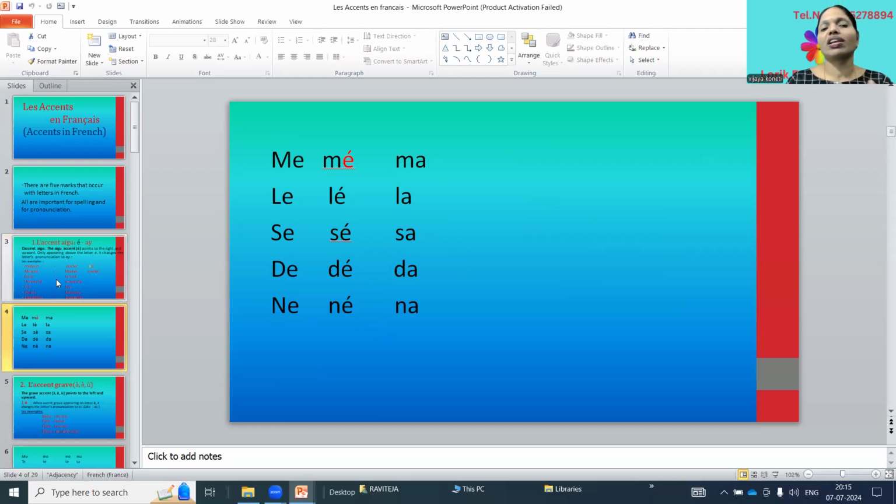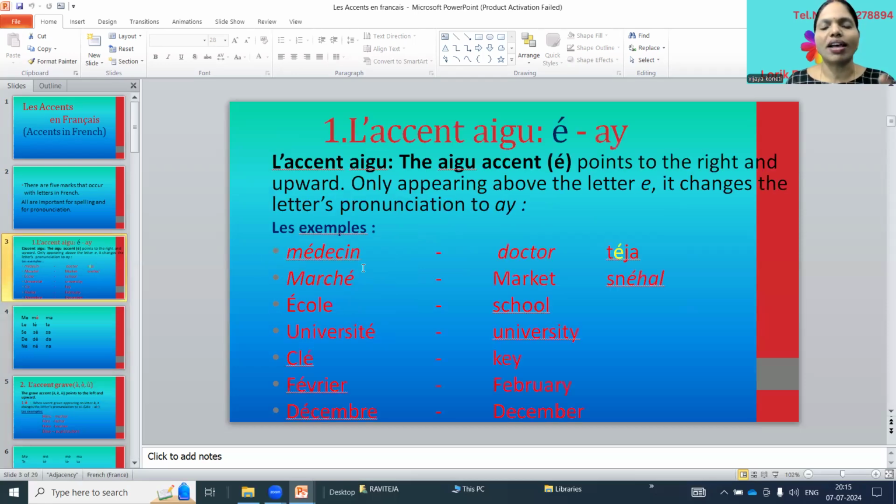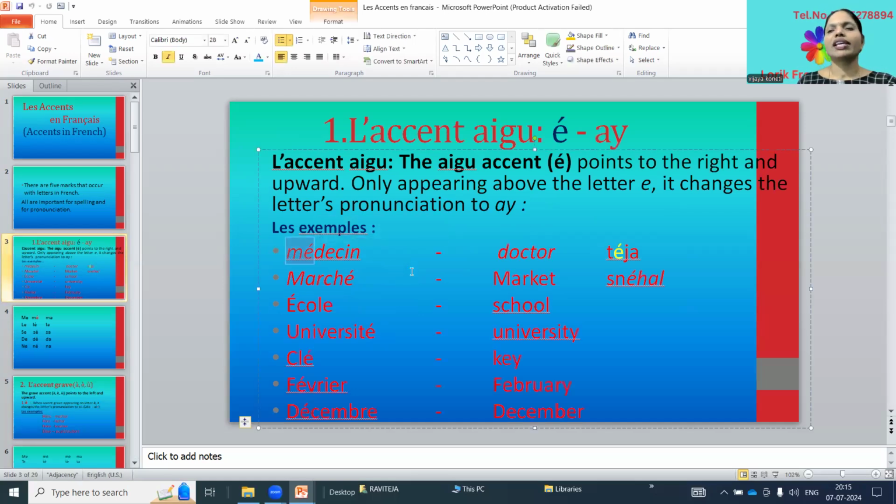Now, observe the words. See, médecin: M-E with accent gives me. Médecin means doctor. Marché, market. École: E with accent gives école, school. Université, university. Clé: C-L-E with accent gives clé, key. Février, February. Décembre, December.